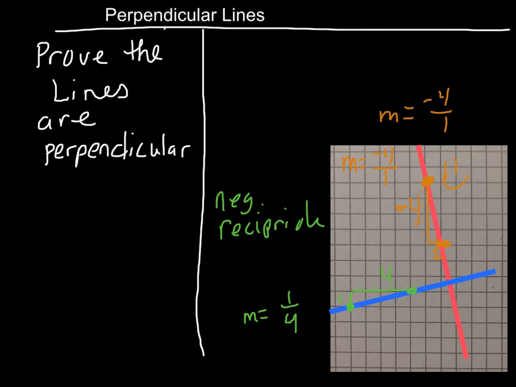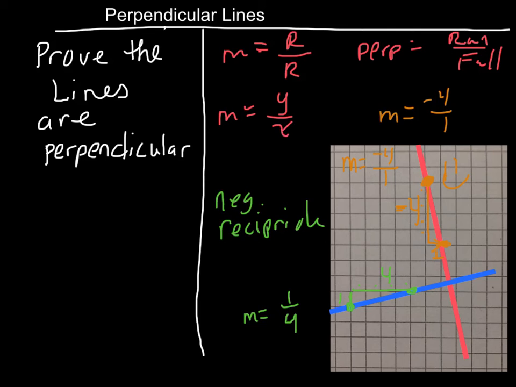It doesn't matter. So if one of your slopes is m equals rise over run, then the perpendicular would be run over fall. So if m is equal to y over x, then the perpendicular would be -x over y. So it's the negative reciprocal. It's going to be the opposite sign, and it's going to be inverted or flipped over. That's tricky to remember.